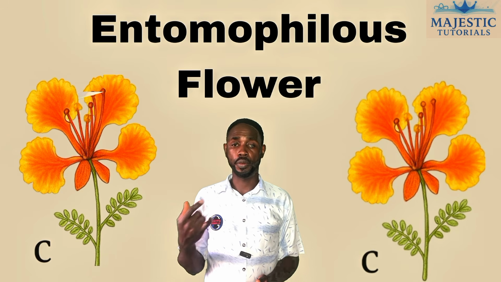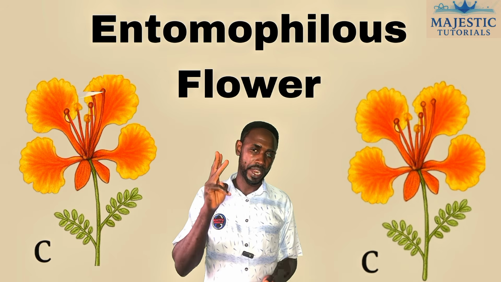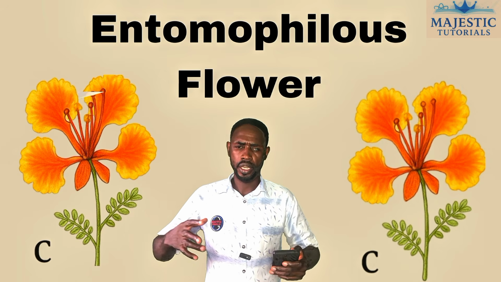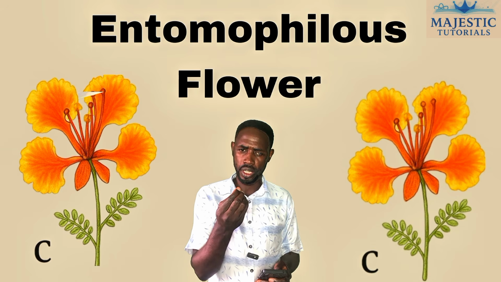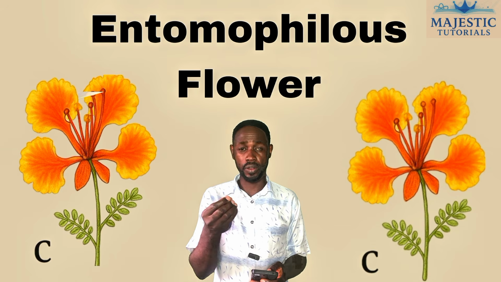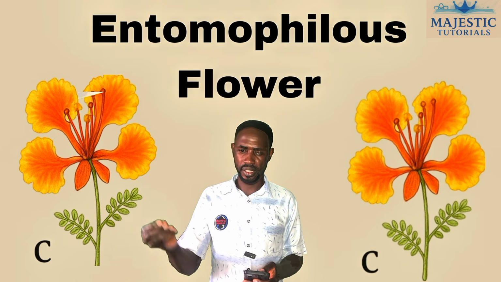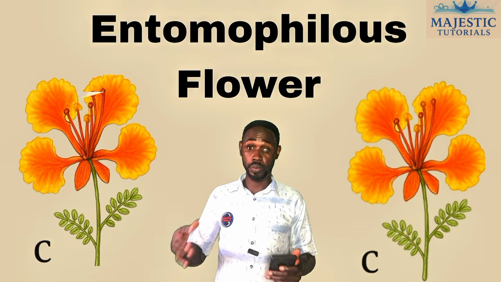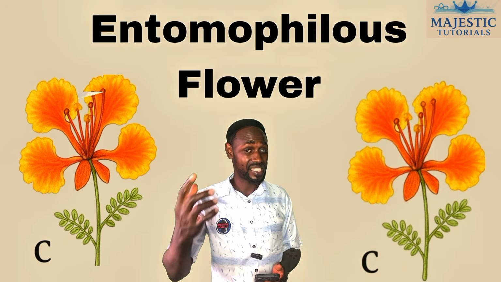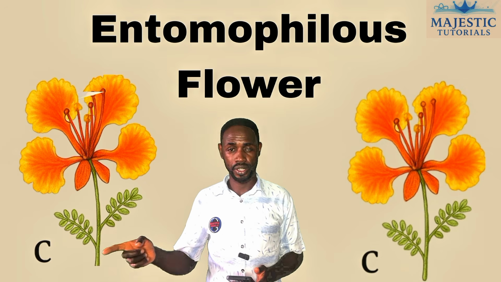You simply say entomophilous. Reasons: one, brightly colored petals to attract insects. Two, it is conspicuous. It is not tiny and small. Just like you can see the flower of maize, very tiny, or the flower of some grass species, you can't see them. They are hidden. But this one is conspicuous. Then again, it produces nectar, nectar that attracts insects for pollination.